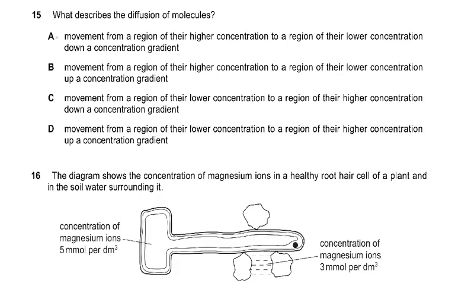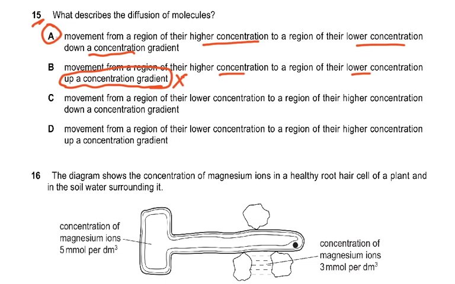Question 15. What describes the diffusion of molecules from a region of higher to a region of lower, down a concentration gradient? Yes, the answer is A. But then why are B, C, and D wrong? I want you to know that. B is wrong because it says from a region of their higher to a region of their lower up a concentration gradient. This is the point which is wrong. It is not up a concentration gradient, it is down a concentration gradient.